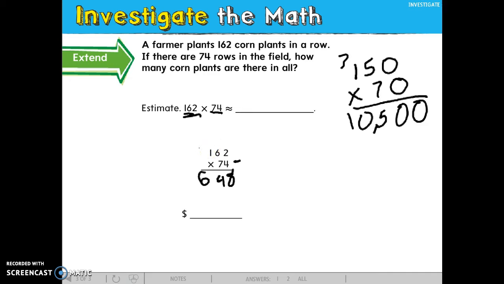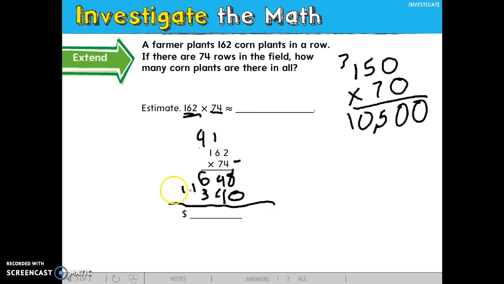Keeping in mind that when we multiply, our 7 is in the tens place, so we need to multiply by 70. So we're going to put our 0 so that we can multiply by 70. 7 times 2 is 14. 4, carry your 1. 7 times 6 is 42, plus 1 is 43. And 7 times 1 is 7, plus 4 is 11.